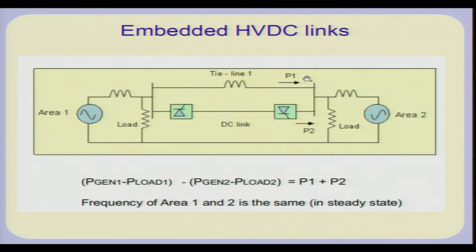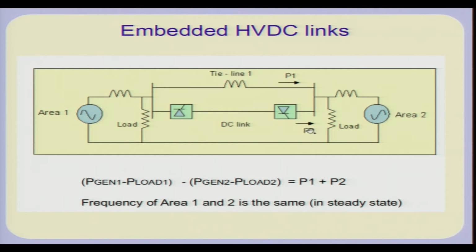Now, the important thing is, of course, P1 plus P2 again will be determined by the load generation difference here minus the load generation difference here. So, as before, the only change which you can think of here is that this P2 can be controlled. For example, if the total power flow P1 plus P2, as in the example which I had given some time back, is 500 megawatt.